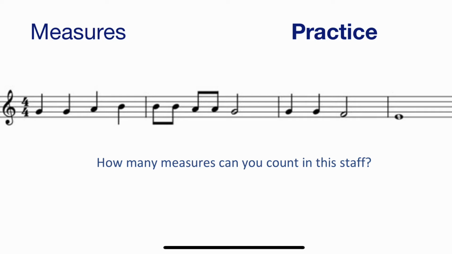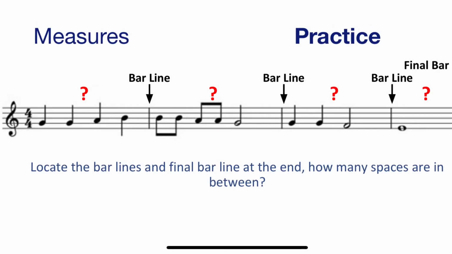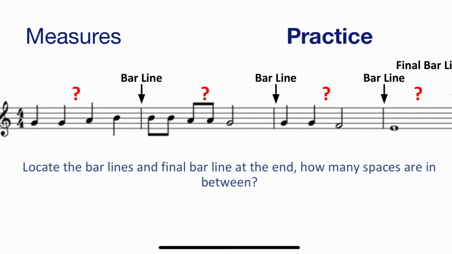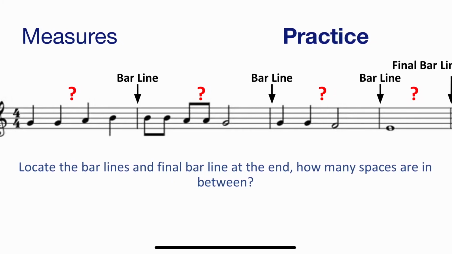Take a look at the arrows above the staff, and notice how they're pointing at the bar lines, as well as another arrow, which is at the end of the staff, and is pointing at the final bar line. See if you can count how many spaces are in between those lines. In the staff, we have a total of 4 measures.